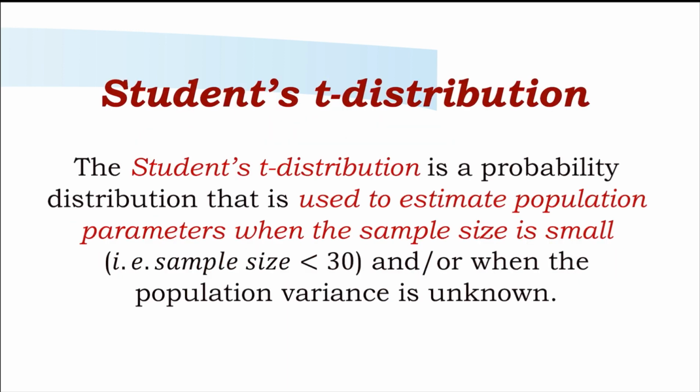The student's t-distribution is a probability distribution that is used to estimate population parameters when the sample size is small. That is, sample size is less than 30, and/or when the population variance is unknown.